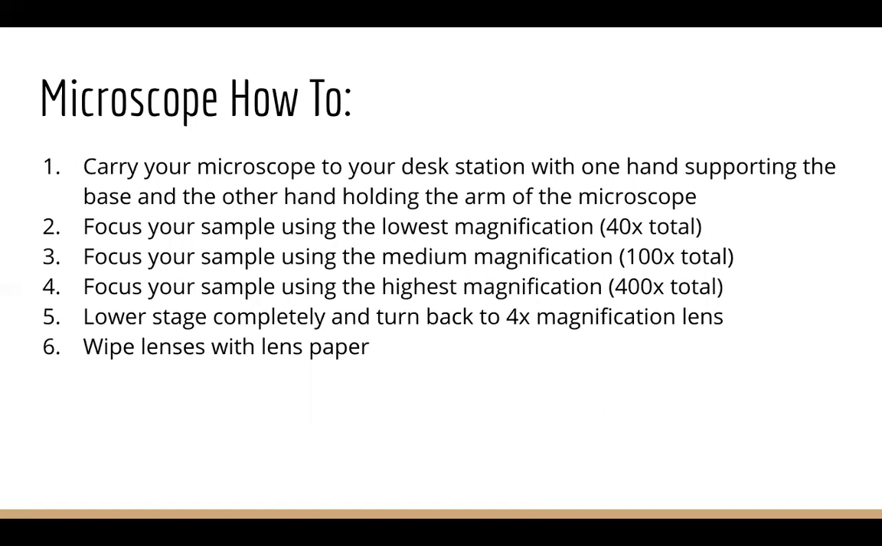Once you've found and focused your sample on that lowest magnification, you can turn the knob to the medium magnification, where you'll focus it again. That is 100x total magnification. The lens itself, again, is 10x, and this medium objective is another 10x. So 10 times 10 is 100 total magnification. Next, once you've done that, you can focus your sample on the highest magnification, which is 400 total magnification. So again, that is 10 times 40, which is 400 total magnification.